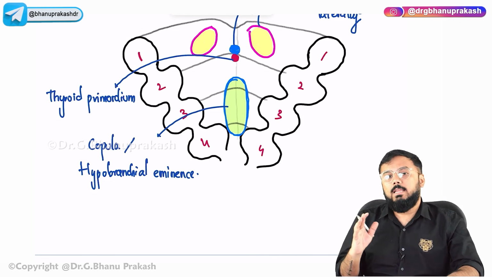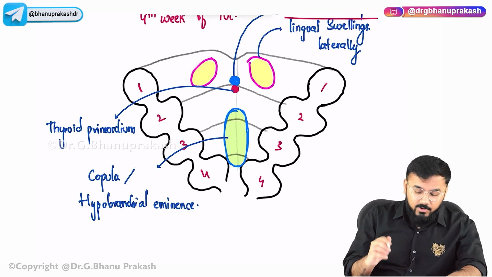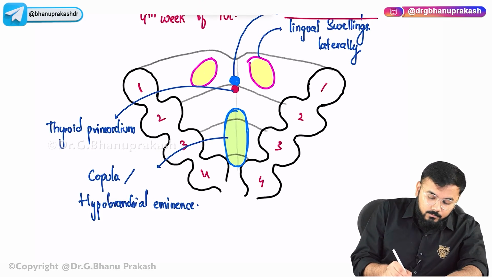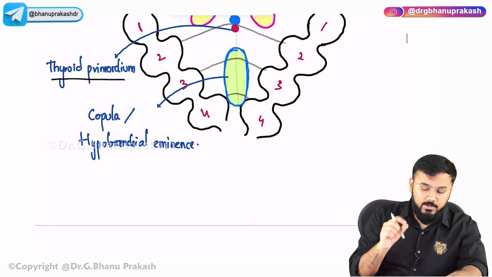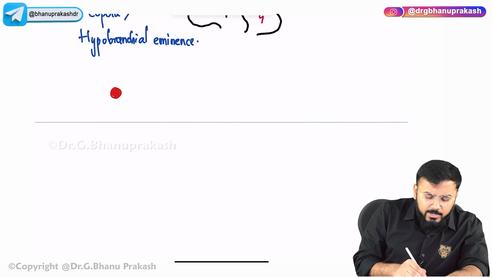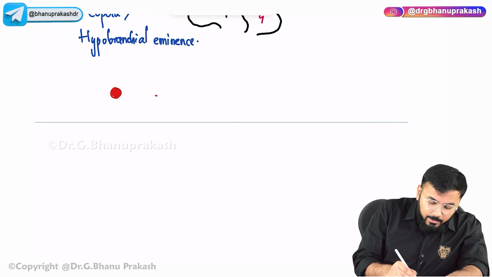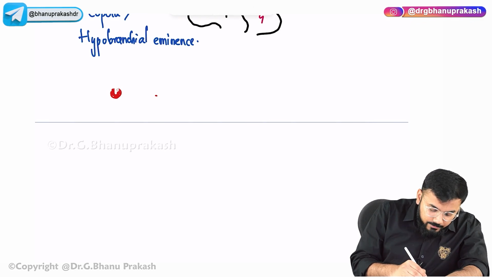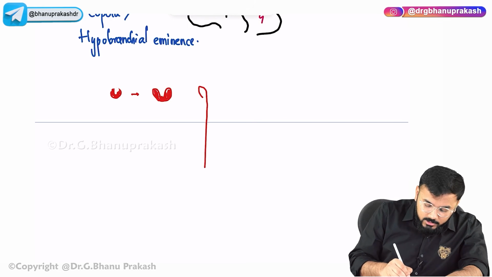Now how is the tongue developed from these structures? We shall discuss these things later on, but one very important thing I want to tell you is about this thyroid primordium. Within this thyroid primordium you see a small depression. This depression will elongate down like this and form a duct.